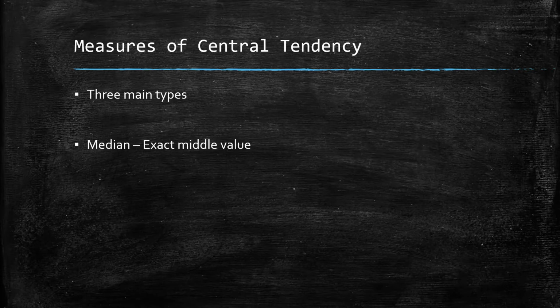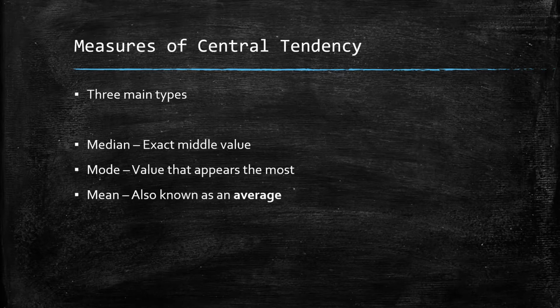The first one is the median, which is just the exact middle value. So if you lined up all your numbers in order and found whatever number was in the middle, that would be the median. The second one is the mode, and that is the value that appears the most. So it doesn't matter if it's in the middle or one of the ends. If it appears the most number of times, that is the mode. And then the one that we're going to be looking at today is the mean, which is also known as an average or a simple average.